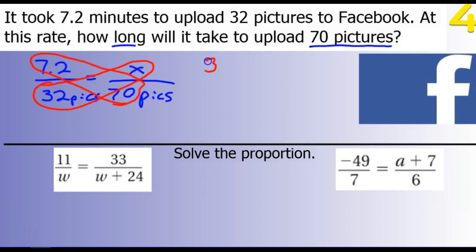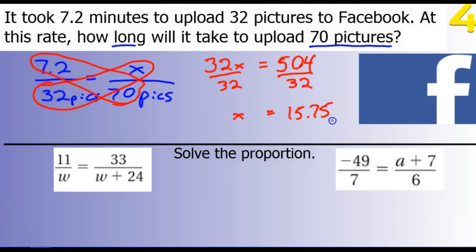So 32 times x gives us 32x equals 7.2 times 70, which gives us 504. Divide by 32. x equals 15.75 minutes.